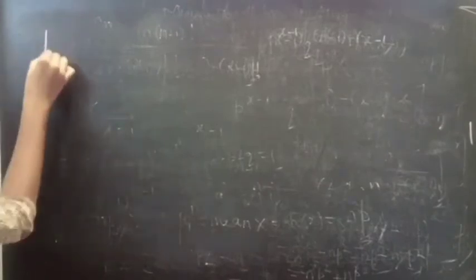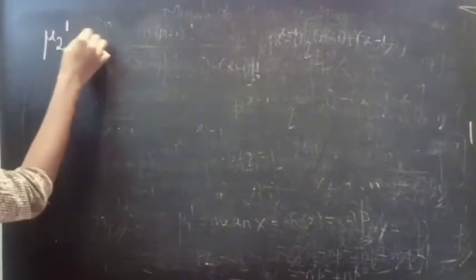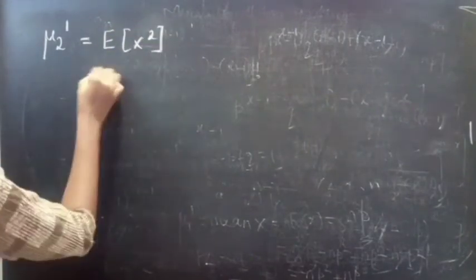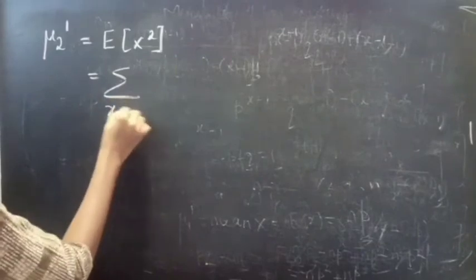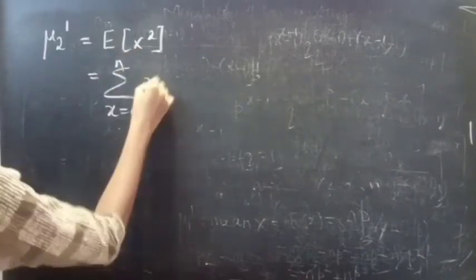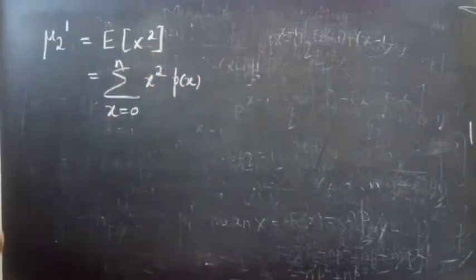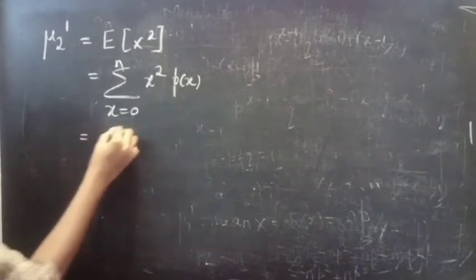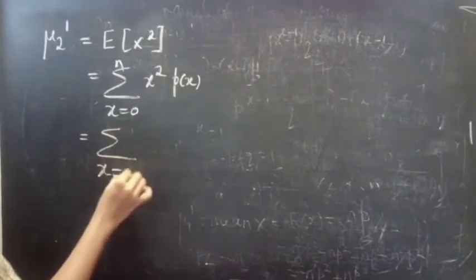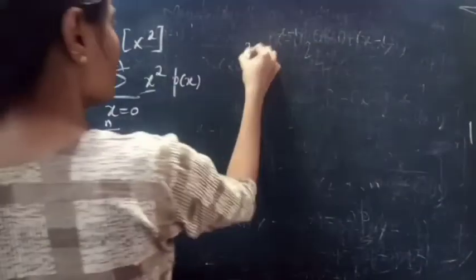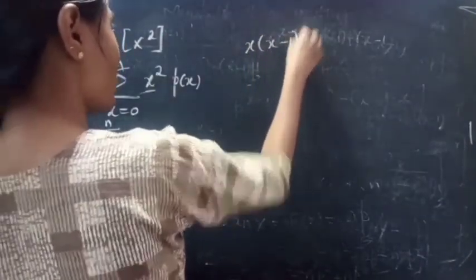So now we are going to find the second moment, mu2 dash, equals expectation of x square. You could write it as summation x equals 0 to n of x square into the probability mass function of the binomial distribution. So this is equals to summation x equals 0 to n. You can write x square in terms of x into x minus 1.